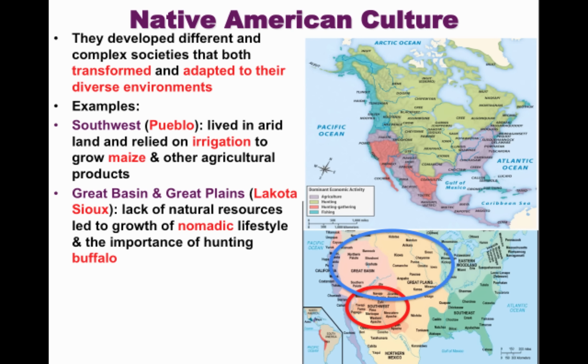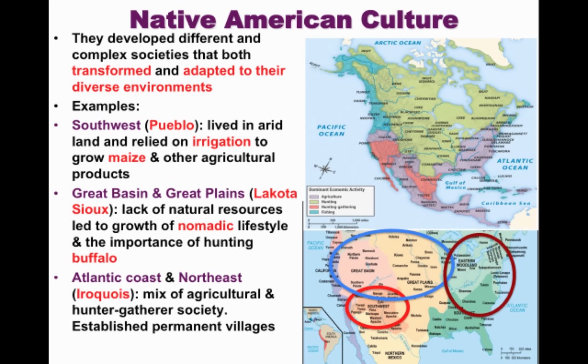You also have the Great Basin and Great Plains regions circled in the blue, and you could see this in the lifestyle of the Lakota Sioux Native American tribes. There was a lack of natural resources in this region, which led to the growth of a nomadic lifestyle. Native Americans in this region very often moved around searching for buffalo or the bison.